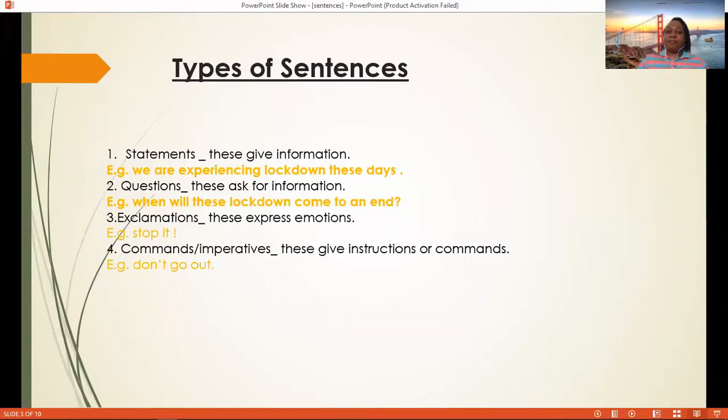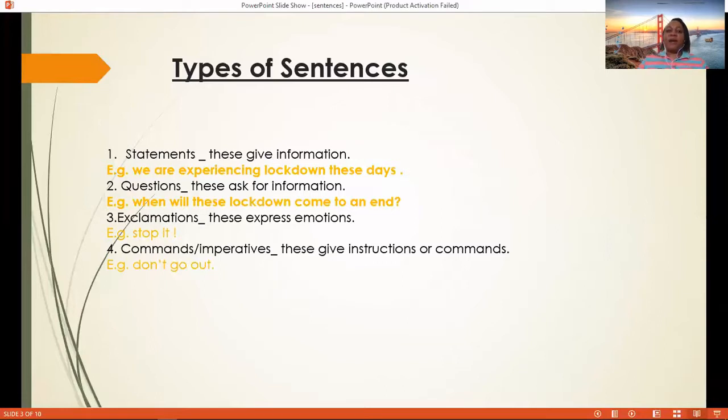Number one, we have statements. The first type of sentences is statements. These give information. When you just give information, that is considered a statement. I have an example there. We are experiencing lockdown these days. That is just a statement, just giving us information to say these days we are on lockdown. That is a type of sentence known as a statement.